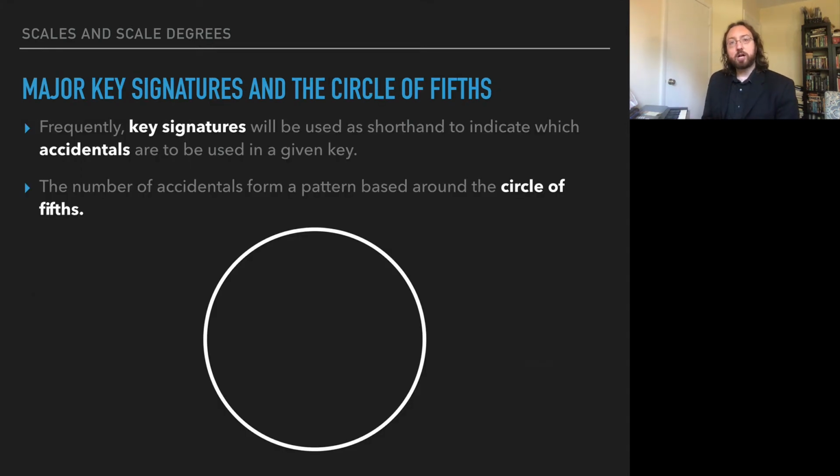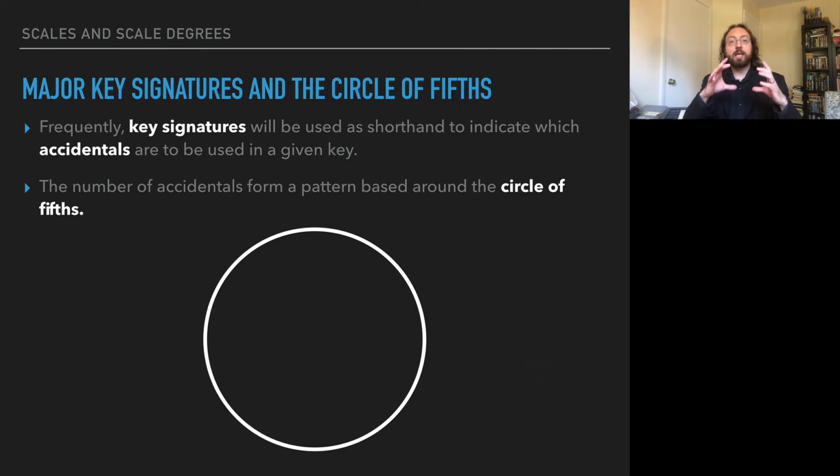So let's talk now about how we can create a shorthand for using all those accidentals that we were seeing in that A major scale. So rather than writing out all those accidentals, what we can do is use a key signature. A key signature will be used as a shorthand to indicate which accidentals are to be used in a given key or scale. The number of accidentals form a pattern that is based around the circle of fifths.